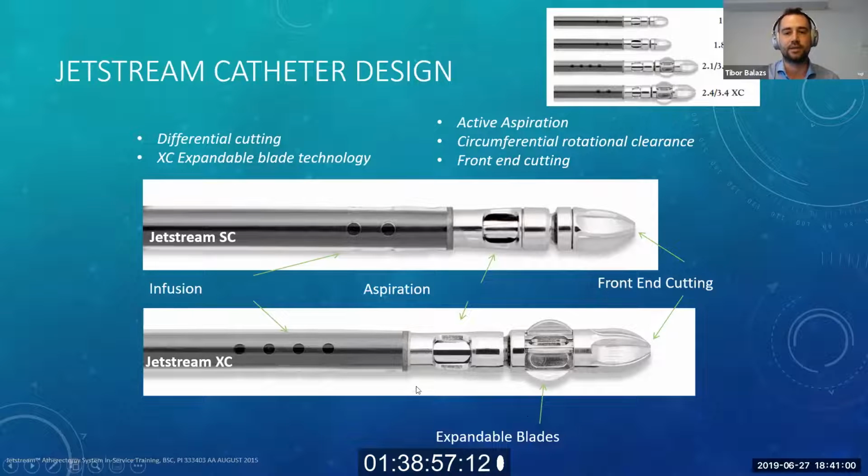You have the active aspiration feature, so the device is FDA approved for thrombus aspiration. If you are not sure what the age of the CTO is, because we never know which part is severely calcified and where the fresh thrombus is, this device can handle both parts of the lesion.